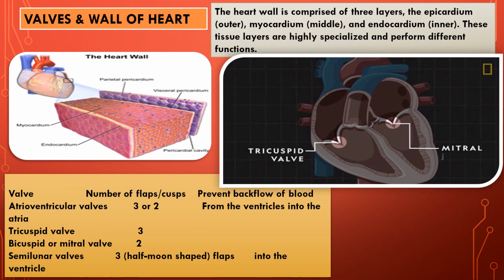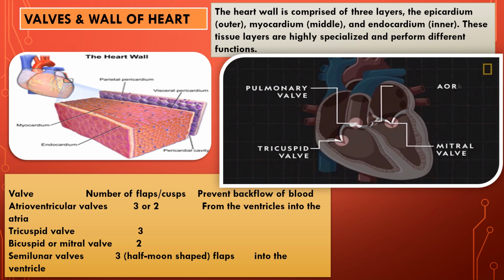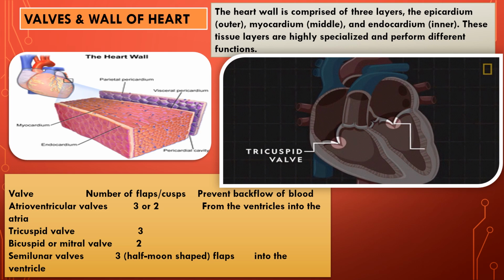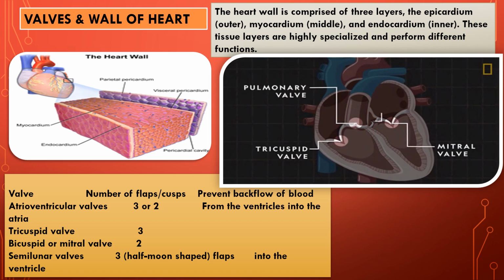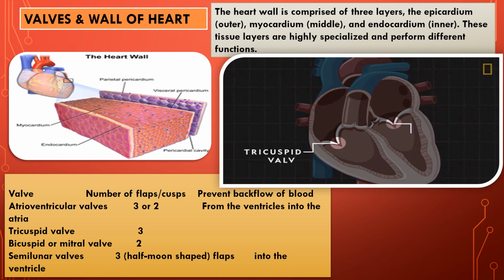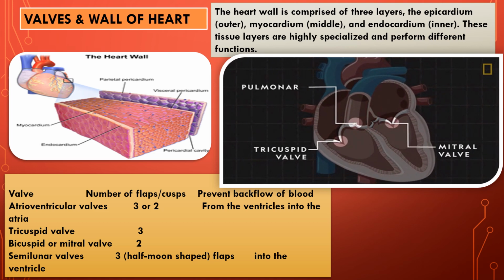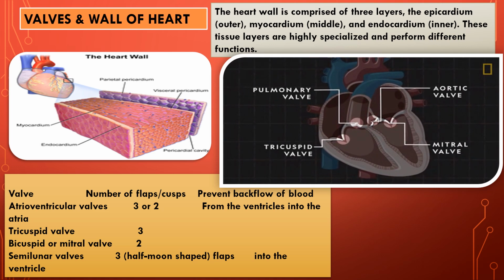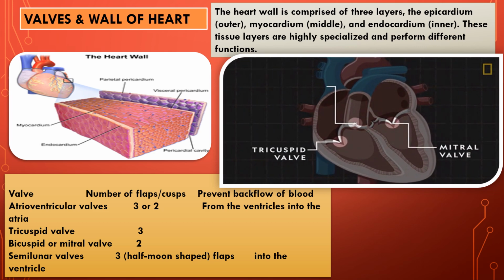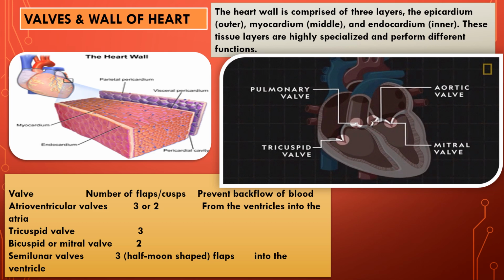The heart wall is comprised of three layers: the epicardium or outer layer, myocardium or middle layer, and endocardium or inner layer. These tissue layers are highly specialized and perform different functions. You can see in the diagram, three layers of heart wall has been clearly visible.